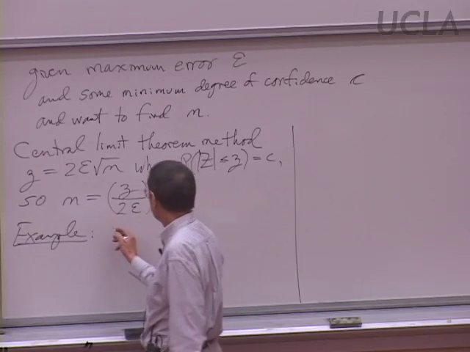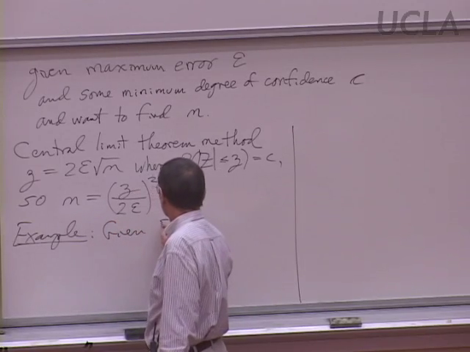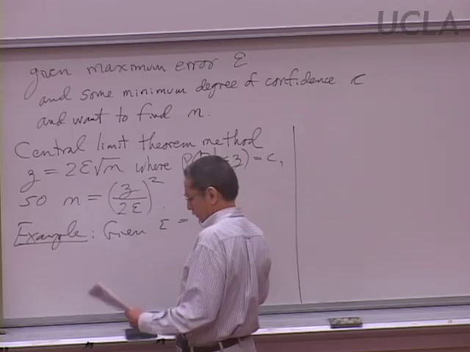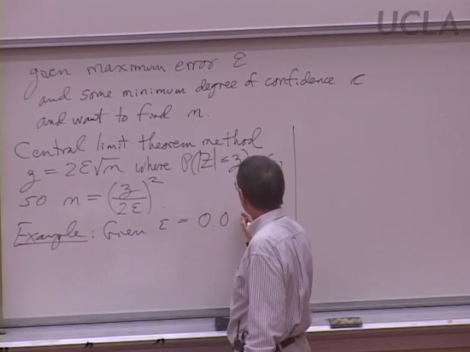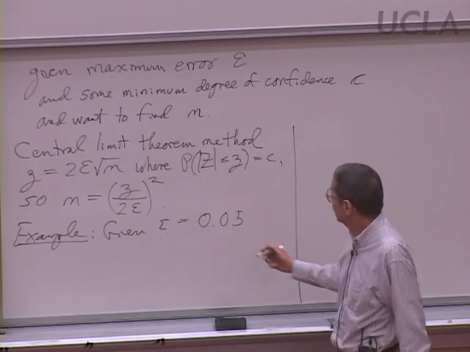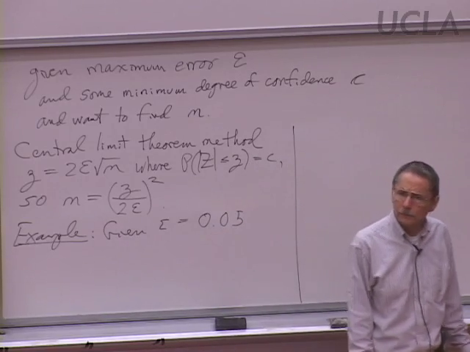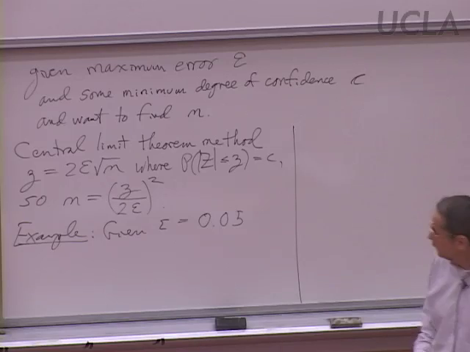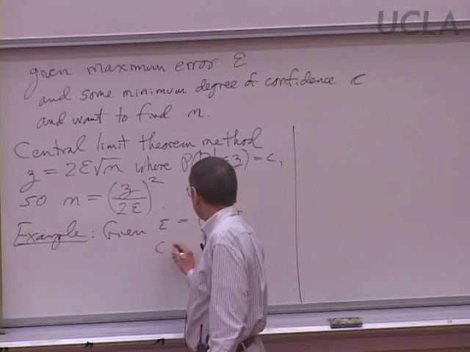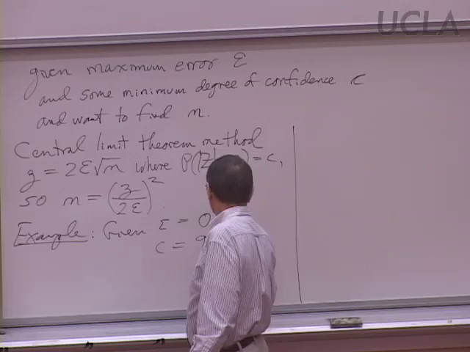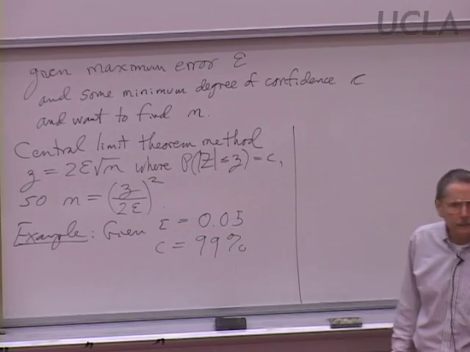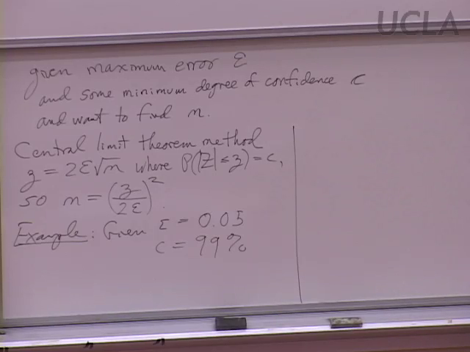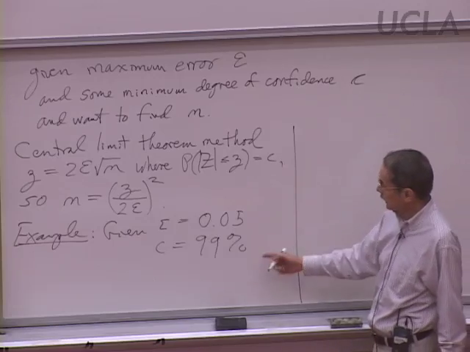Well, let's put in some numbers. Suppose we're given maximum allowed error is 0.05, and we want c to be 99%. We want to be 99% sure that the error is this small. Then we can find the sample size.